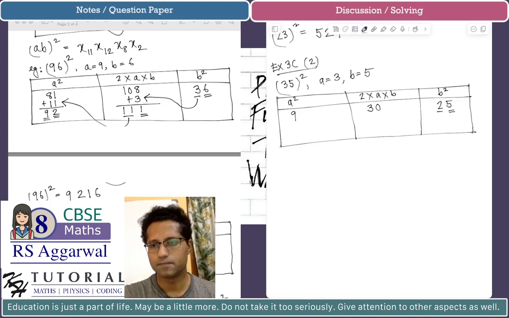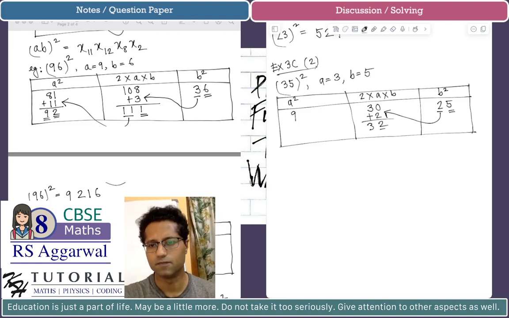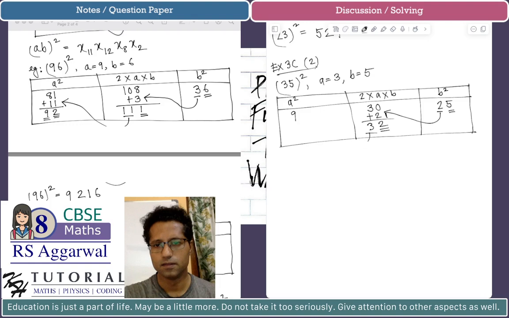So you will add this digit with the second column, plus 2, and you get 32. From 32, I will need the digit at the units place, that is, I will need 2 in the final result. And what is left over is digit 3. I will add this 3 with the first column, and I get 12. In the first column, I get 12, I will need both the digits.